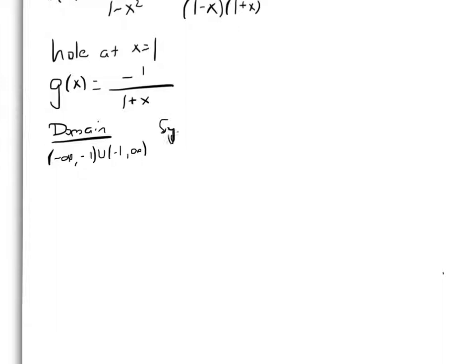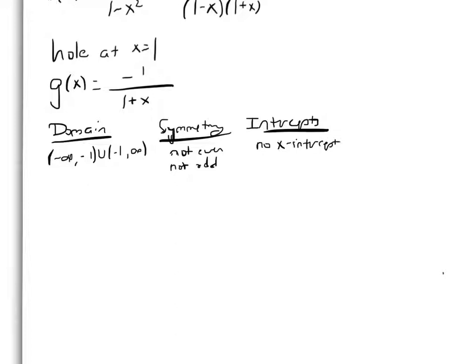For the symmetry, it doesn't look like this function will be even or odd. It looks like we don't have any x-intercepts. But our y-intercept is happening when y is equal to negative 1. And if we look for asymptotes, we have one at x equals negative 1 and at y equal to 0.